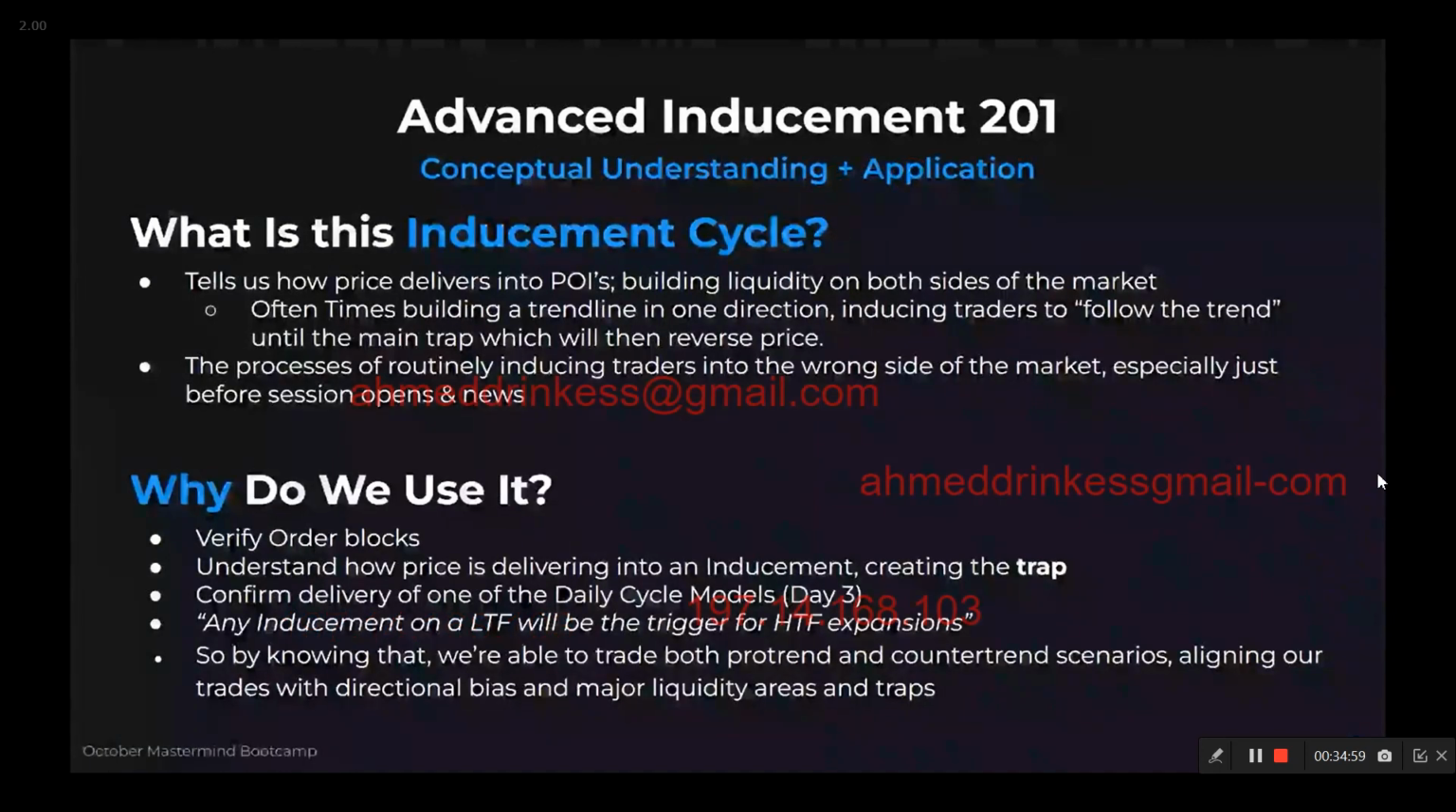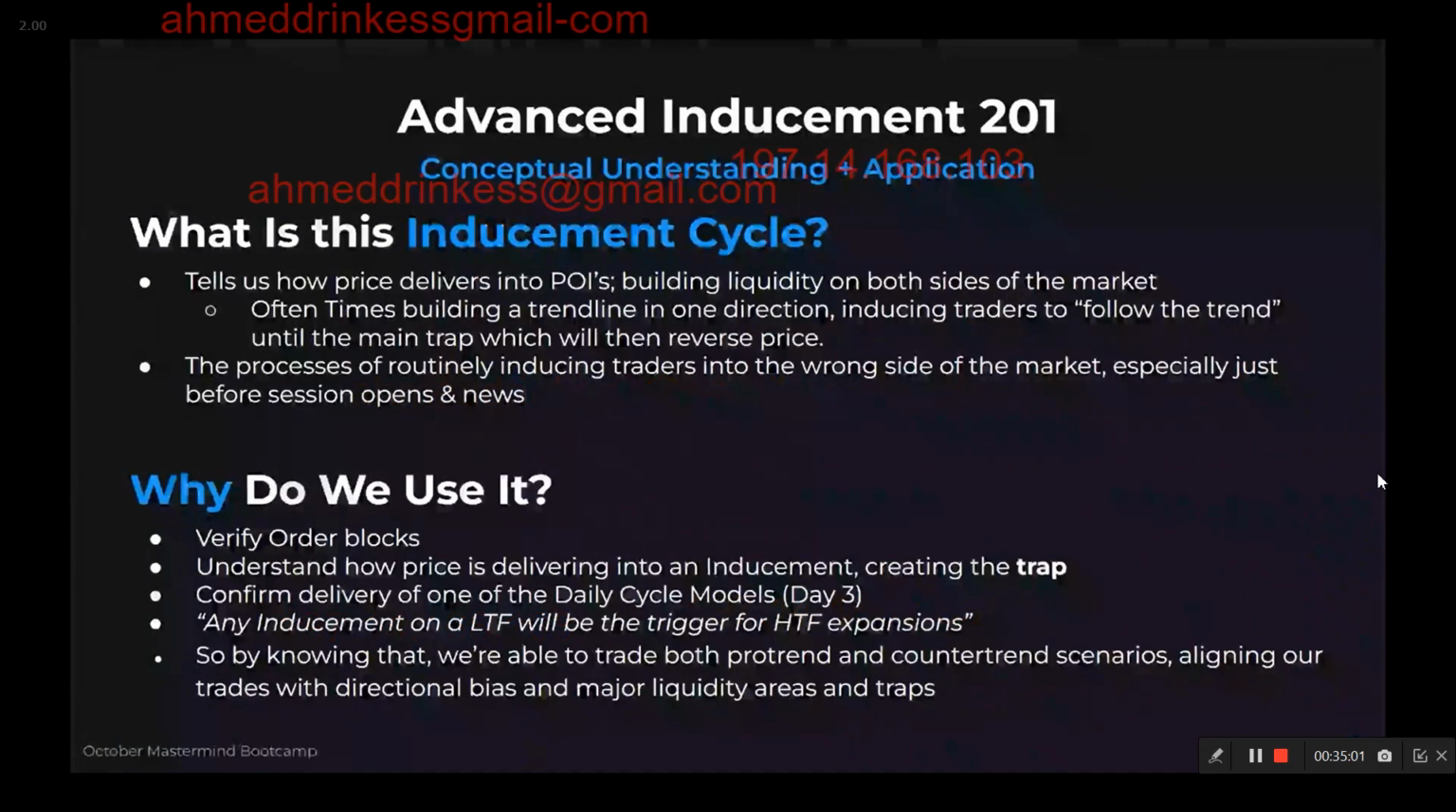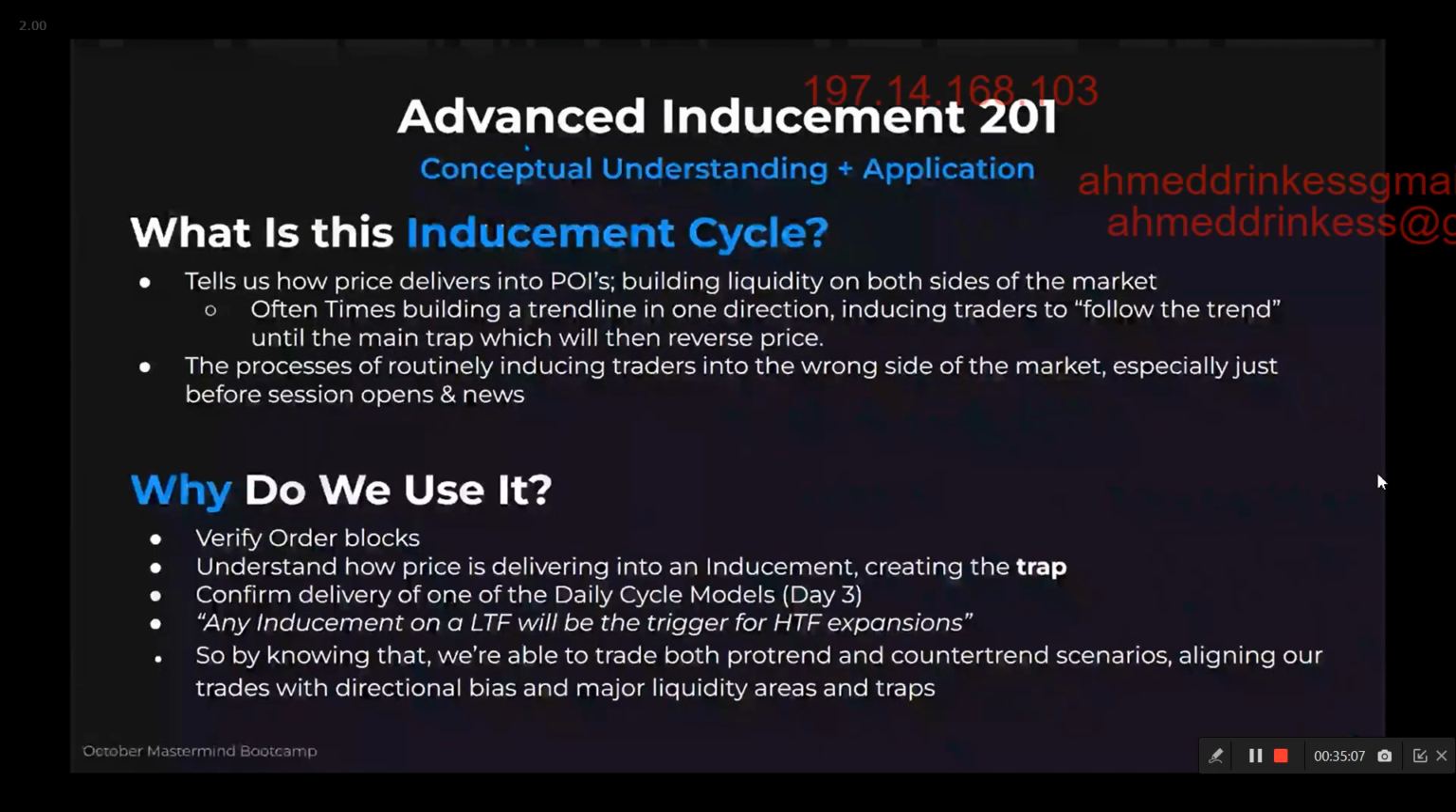So it's going to confirm delivery on the daily cycle scenarios that you're going to be learning about, which will be on day 3, but you're going to be exposed to a couple today, for example. Any inducement on a lower time frame will be the trigger for higher time frame expansions. Make sure to write that down. There's always a trigger. There's no such thing as randomness.